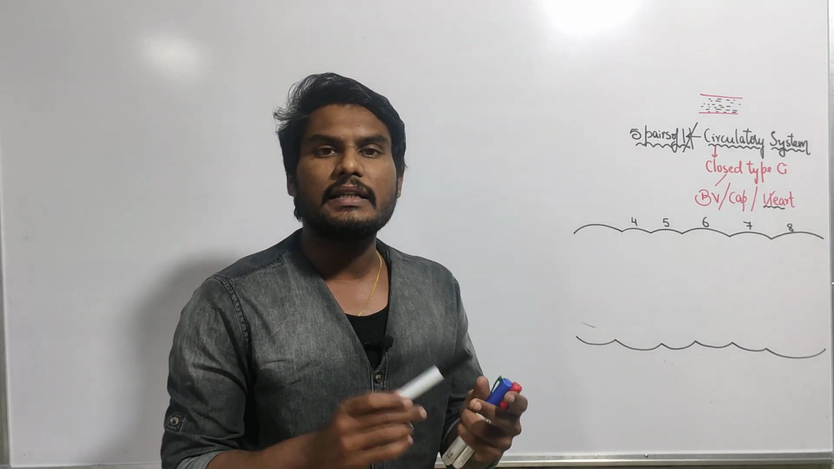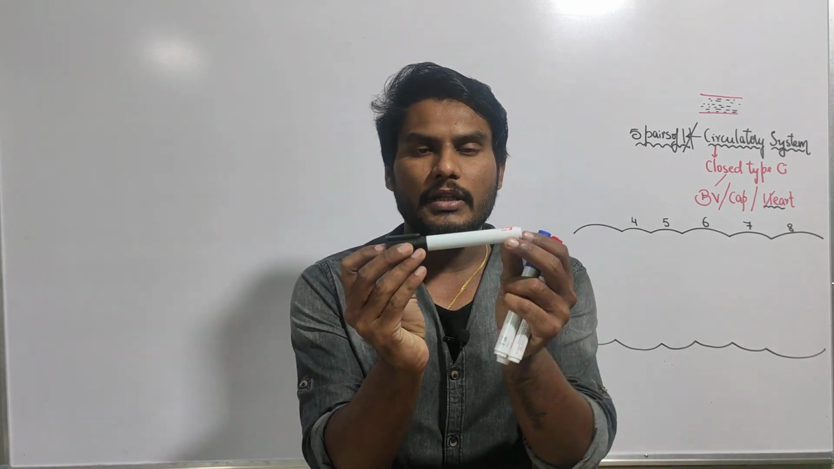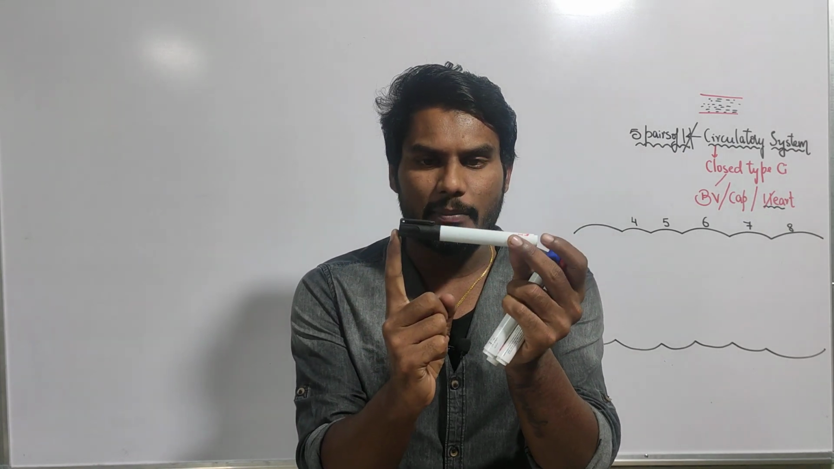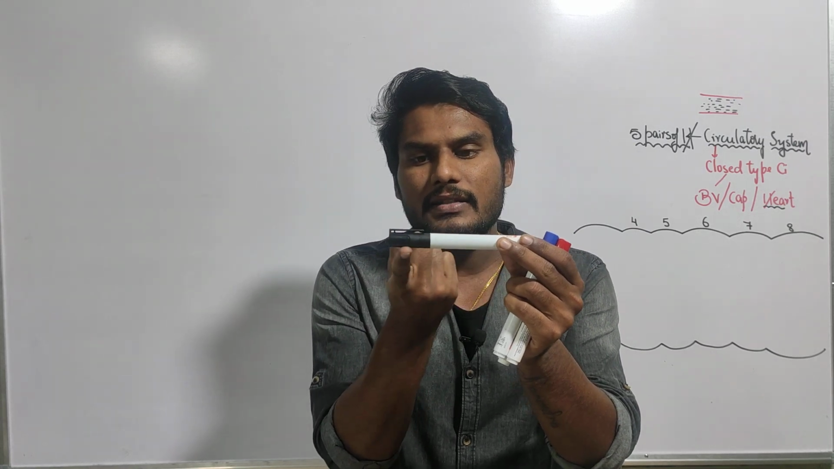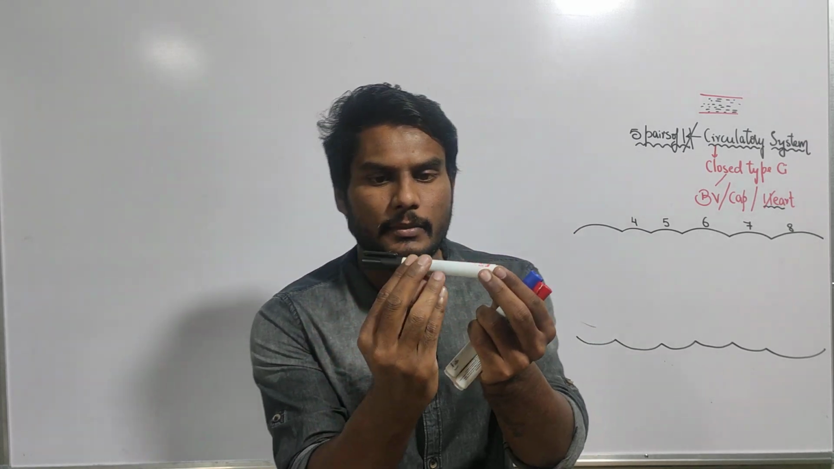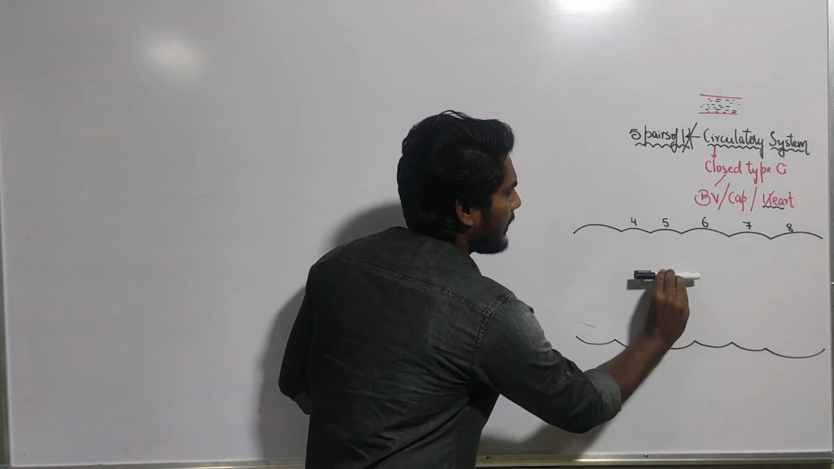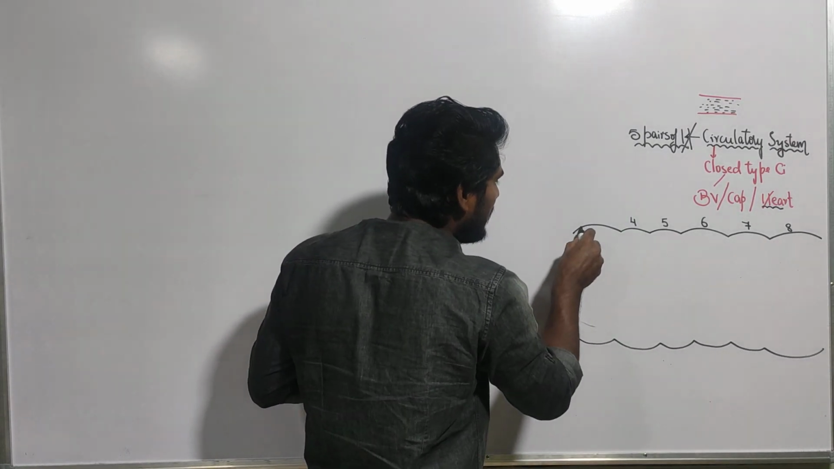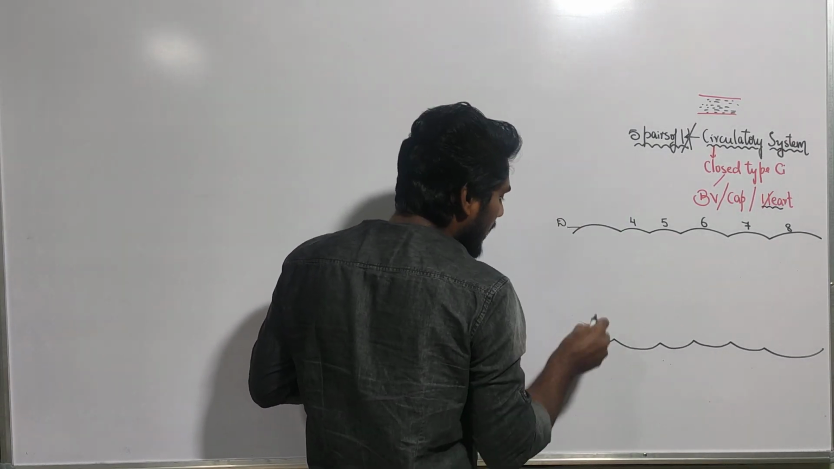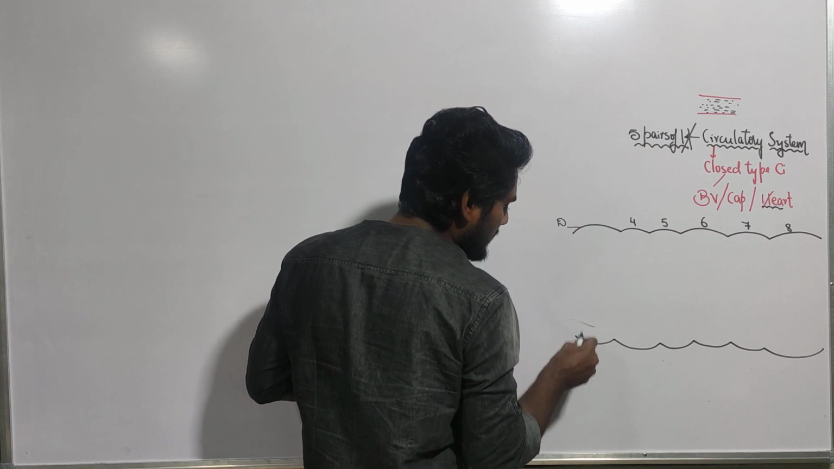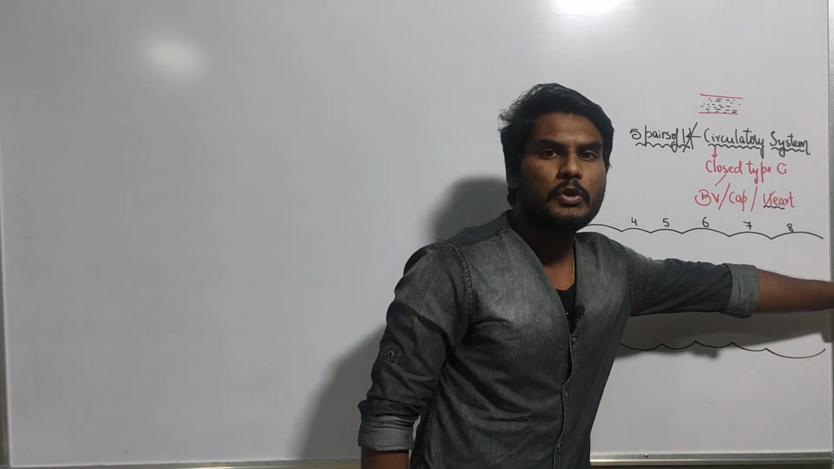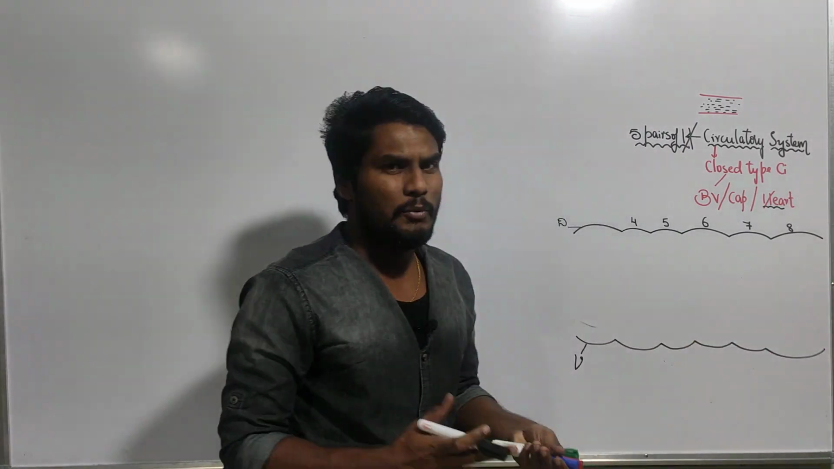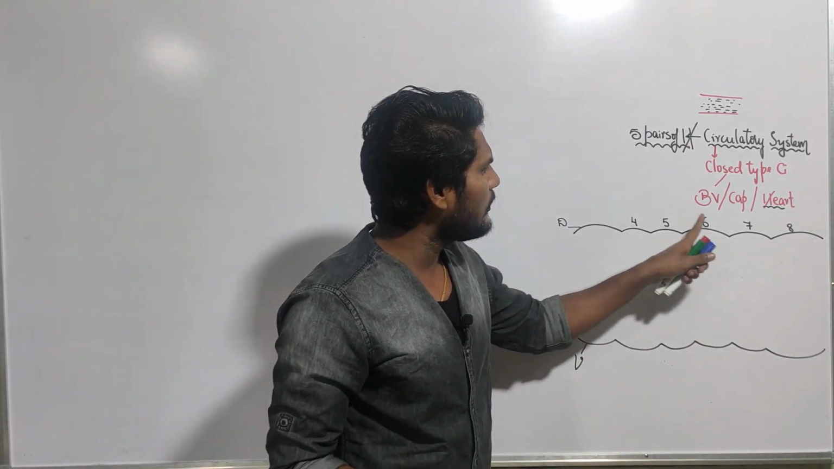As I represented, the marker is the earthworm body. The earthworm is present like this in a cylindrical shape. This is the dorsal surface and this is the ventral surface of the earthworm. In this diagram, at the anterior end the mouth will be present, and at the posterior end the anus will be present. I am not representing all the segments, only 4, 5, 6.